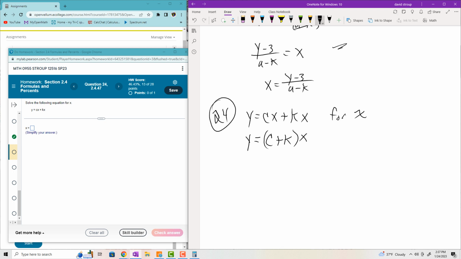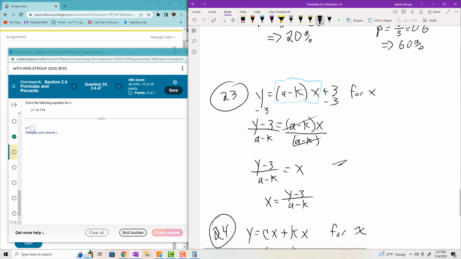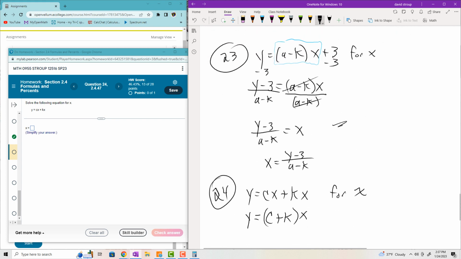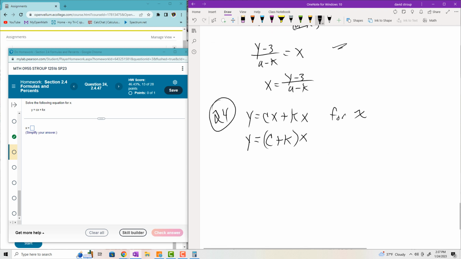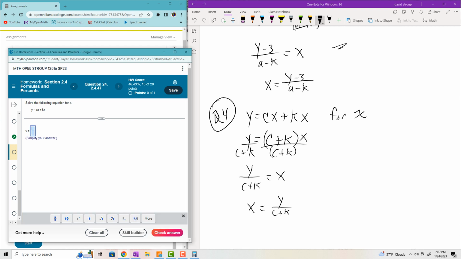Okay? So once it's in this form, it becomes just like the problem above in that second step where we divided by a minus k. Here we want to divide by c plus k, right? On both sides. So we end up with y over c plus k equals x. Flip-flop the sides to get it in the right order. Y over c plus k. And everything's lowercase. Backslash y, arrow down, c plus k.